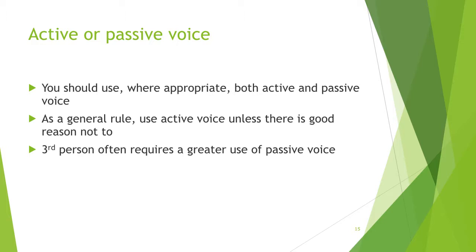You should use, where appropriate, both active and passive voice. As a general rule, use active voice unless there's a good reason not to. Third person often requires a greater use of the passive voice, and this is just something that you can't get around if you're avoiding using the author, the researcher, or you're using I. And that is an important thing to remember. It's better to take the actor out of the sentence, and sometimes when you take the actor out of the sentence, you have to convert to passive voice. But in general, you want to use active voice as much as possible.